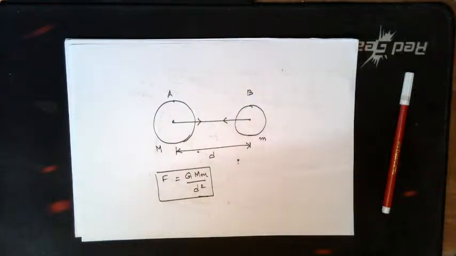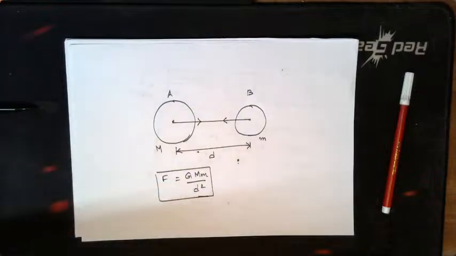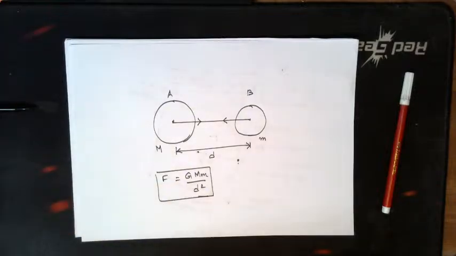Let us discuss some important problems associated with the gravitation concepts. Take down. We already know, according to Newton's law of gravitation, that is the universal law of gravitation.